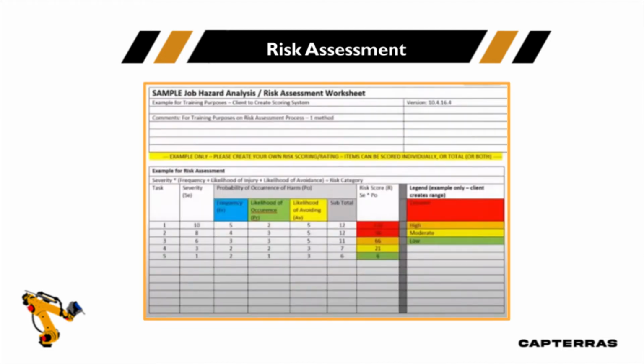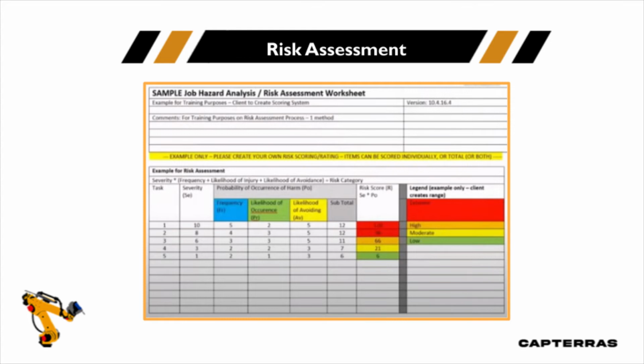NFPA 70 Informative Annex F goes into risk assessment. I would highly recommend that you open up your copy to Informative Annex F and take a look at the risk assessment process. This worksheet we're looking at is more of a longer-term perspective.